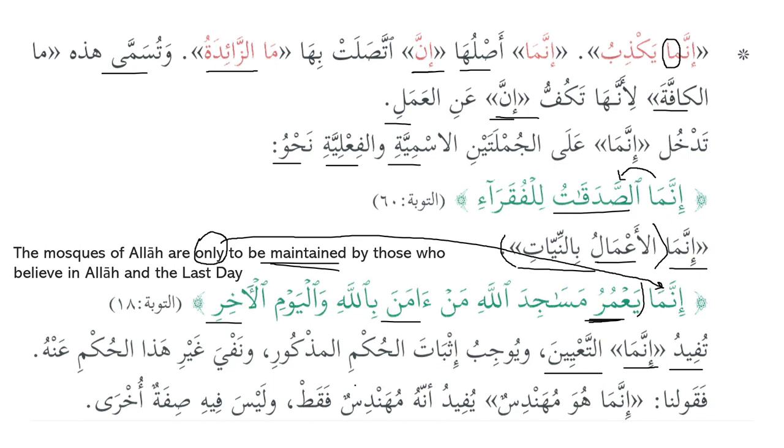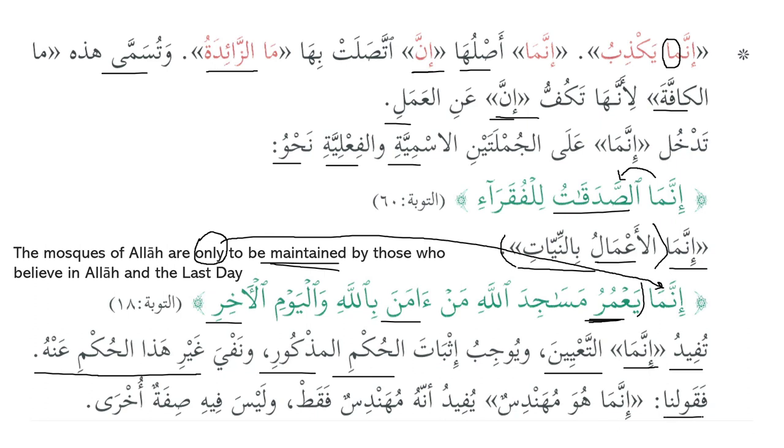وَيُوجِبُ إِثْبَاتَ الْحُكْمِ الْمَذْكُورِ. But it should only come with sentences that are affirmative. Ithbat, athbata yuthbitu ithbatan, we have discussed that it means just to be positive. Al-hukm, the ruling. Al-madhkuri, that the sentence has to be positive. وَنَفْيَ غَيْرِ هَذَا الْحُكْمِ عَنْهُ, and the negative sentence is not included in its ruling. So the ruling is that after innama, the sentence has to be a positive or affirmative sentence, and it should not be a negative sentence.